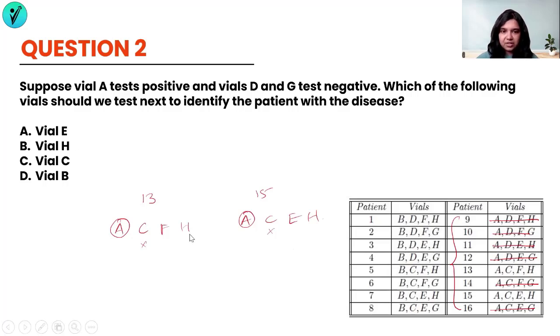The similar thing is for H as well. H is also there in both of them. So if H turns out to be positive, it could again be either patient 13 or it could be patient 15. So H is also not the best bet.